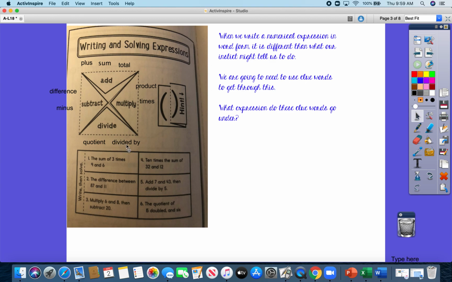Division: quotient and divided by. Multiply: product and times. Okay? So when we see those words, we're going to be able to go back to this little chart and reference, okay, what sign did that word actually mean? Now remember your hint right here. The parentheses and brackets to write expressions where order matters. So when you read these, you have to decide, what do I need to do first? And that's going to be kind of complicated, all right?